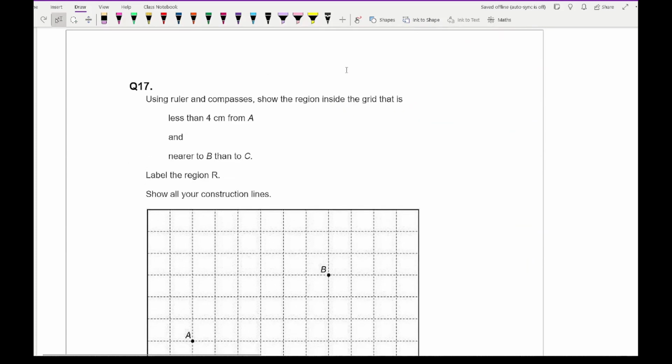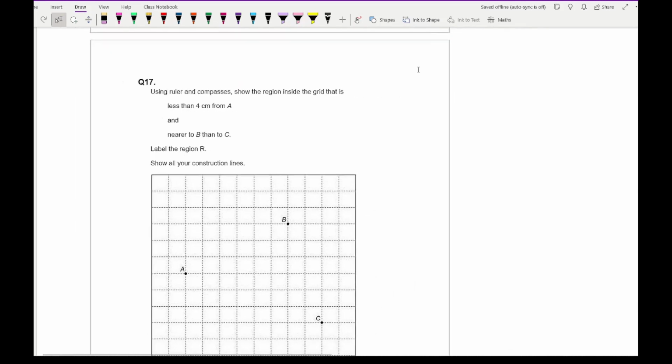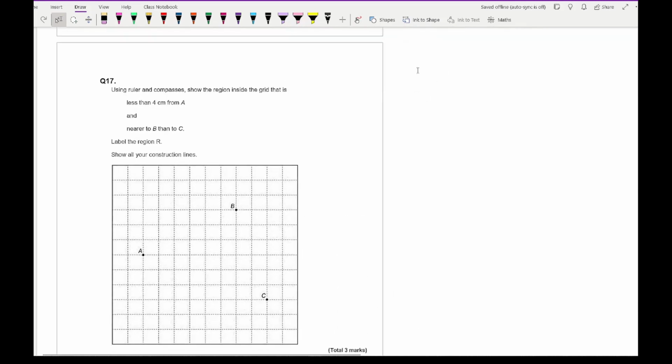Then moving on to question 17. Now all of these following questions refer to loci. Again, it's going to be very difficult for me to do this accurately on the computer, but hopefully I'll be able to explain what you need to do. It says, using a ruler and a compass, show the region inside the grid that is less than 4 centimeters from A and nearer to B than C.